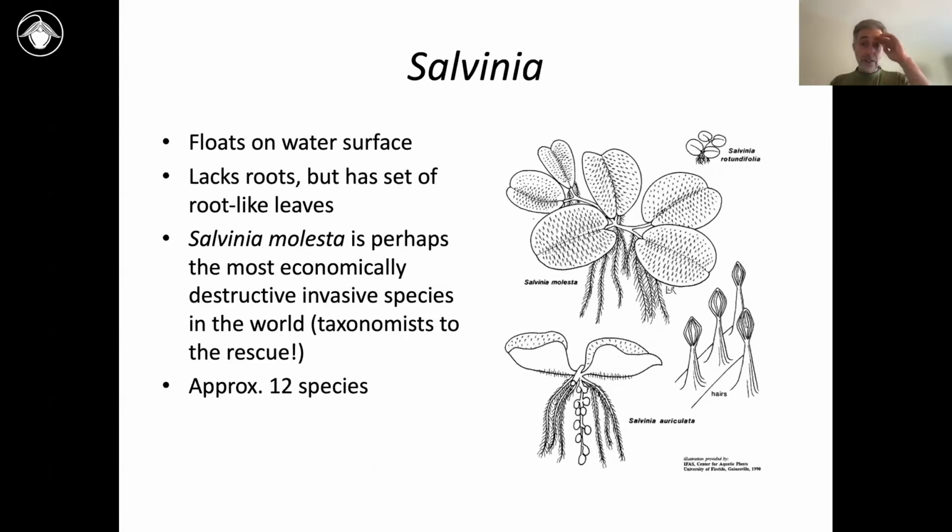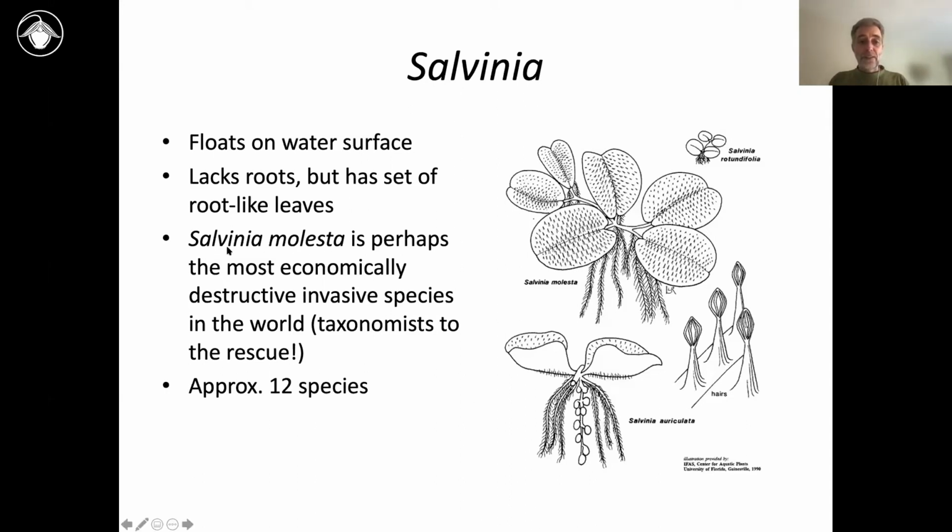So Salvinia is a floating species. It floats right on top of the surface, doesn't root down at all. In fact, it doesn't even have roots. These structures that hang down that look like roots are themselves modified leaves. And so this is a very strange genus that has lost roots, just like Psilotum has lost roots.